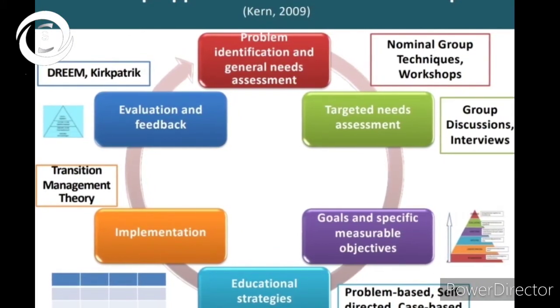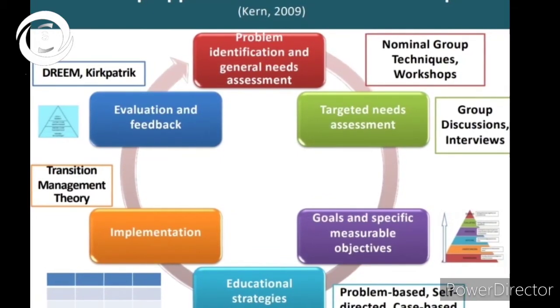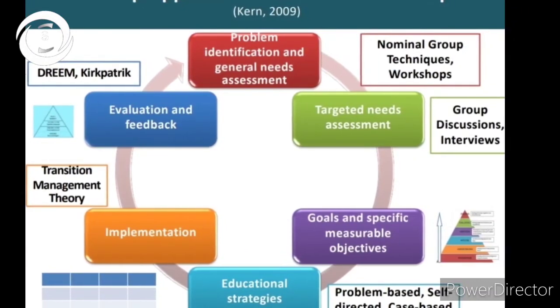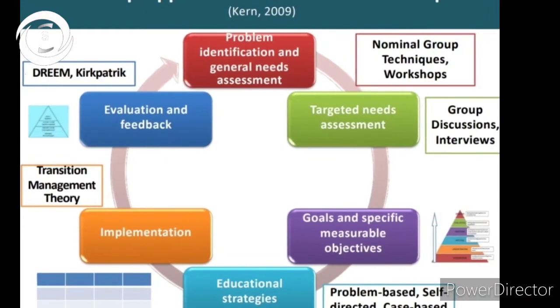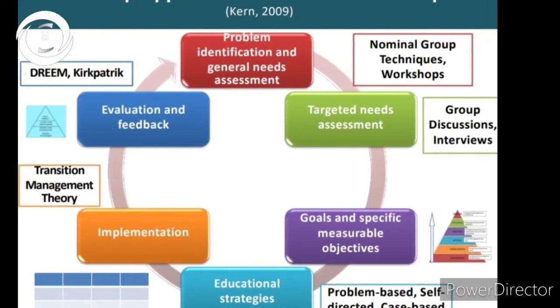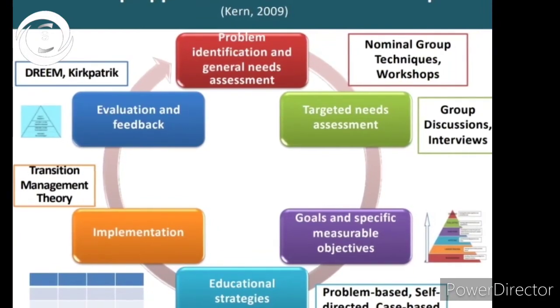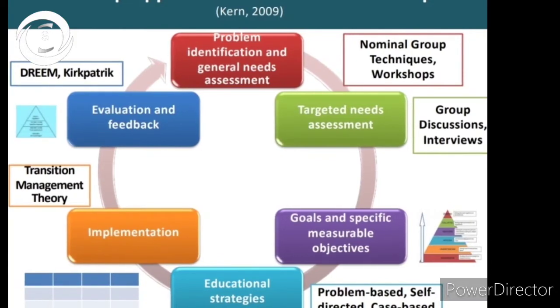So there are 6 steps of Kern: problem identification and general needs assessment, targeted needs assessment, goals and objectives, educational strategies, implementation, evaluation and feedback. So we will discuss one by one.